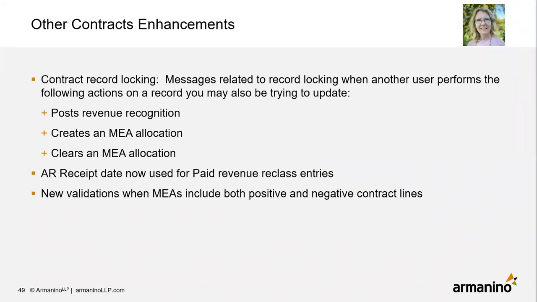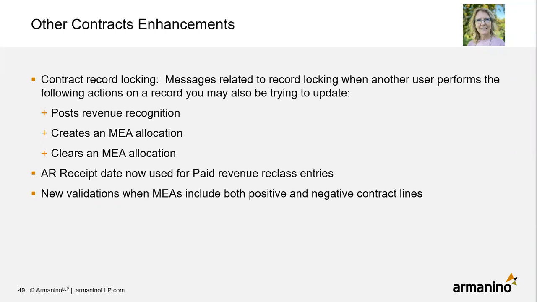Another nice contract enhancement. You know, the beauty of having this cloud-based system is that many of us can be working in the same records at the same time. Occasionally that can cause problems, but not very often. And Intacct identified that there were some issues in the contract as far as it wasn't always locking the record at the appropriate time when a couple of people were in there at the same time. So now you will get messages related to record locking when another user is performing one of these actions in a record already. So if they're posting revenue rec, or creating or clearing an MEA allocation, you're going to get a record lock message.